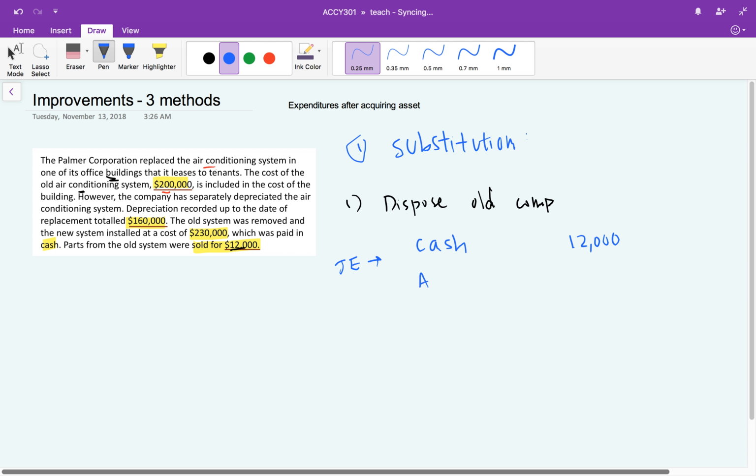Next we're going to get rid of the accumulated depreciation that this air conditioning system created within the building, which is $160,000. And then we don't know if there's a gain or a loss, so we're going to put G or L. And then over here we're going to credit the asset buildings because we are disposing it for the original price, which is $200,000.